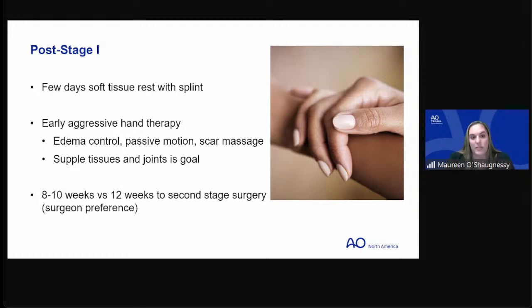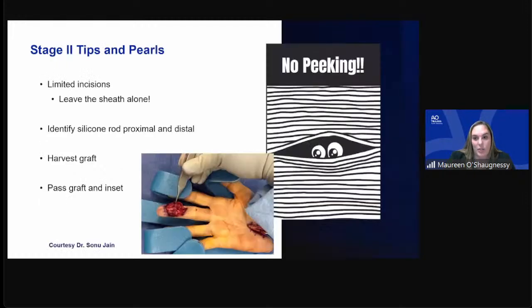I prefer 12, but some authors have advocated for earlier second stage. At stage 2, this is one of the harder things to think about: you cannot peek. You open up limited incisions. I was interested to see Dr. Tang's primary reconstruction where he does the limited incisions. That's really ingenious, but it's super important for the second stage. You don't want to violate that sheath you just created.